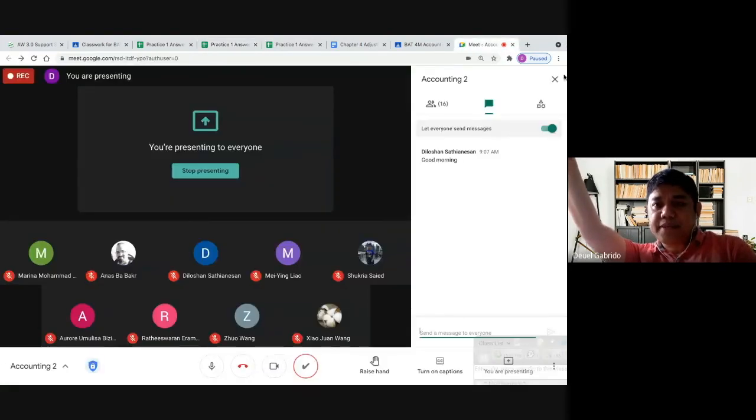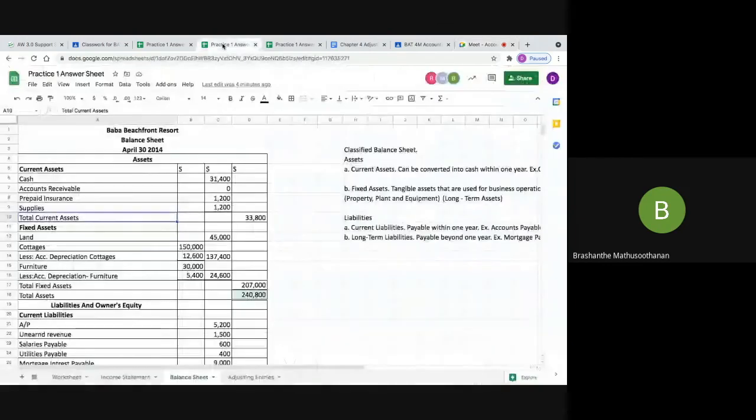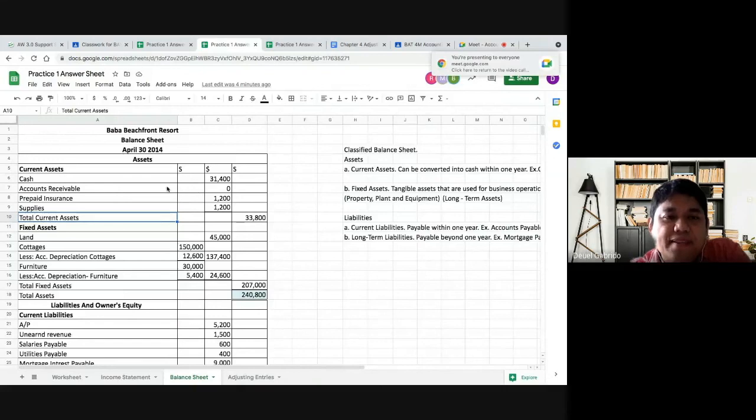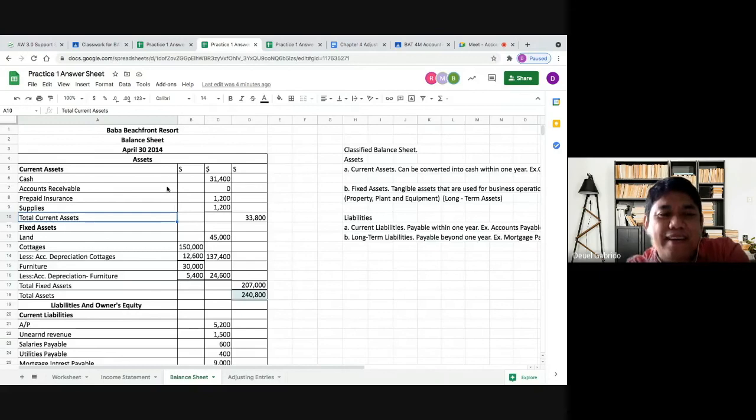If there is a question, let me know, guys. If accounts receivable is 0, should we add that too? Actually, you don't have to. I just added that one because of the normal order that we were doing before. Cash, accounts receivable, supplies, but we have a prepaid. So you don't have to include it if you don't want to. All right, so finish with the total current assets.